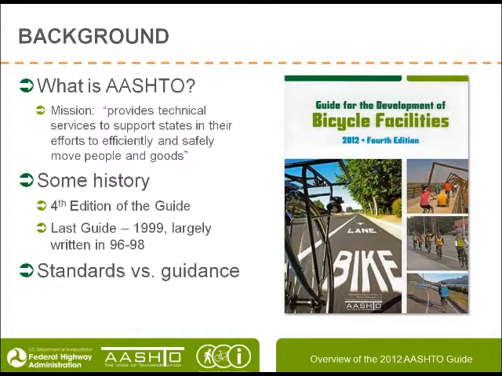Okay, so starting with some background information about how the guide was developed. The guide was developed by AASHTO, which is the American Association of State Highway and Transportation Officials. And their mission is to provide support to states. And one way they do that is through design guidance. AASHTO publishes over 100 different guides on lots and lots of different topics, and one of those topics is bicycle facility planning and design.